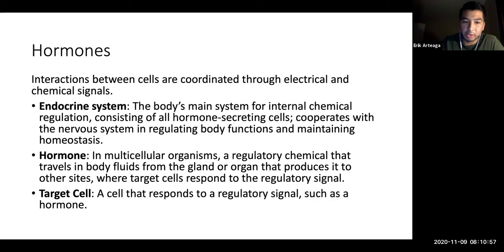So hormones are very similar to that, right? They're secreted by organ systems, and it's a way the body talks to each other. It's a way that we have organization within the body, and that's how we're able to develop our body systems and control various processes and metabolic processes within the body. Okay, so hormones are very important. The endocrine system. So this is the body's main system for internal chemical regulation, consisting of all hormones. Hormone secreting cells, cooperates with the nervous system in regulating body functions and maintaining homeostasis, right?